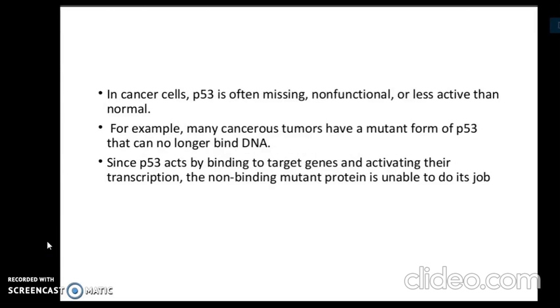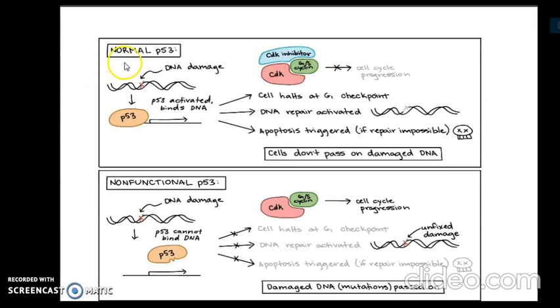In cancer cells, P53 is often missing or non-functional or less active than normal. For example, many cancerous tumors have a mutant form of p53 that can no longer bind DNA. Since p53 acts by binding to target genes and activating their transcription, the non-binding mutant protein is unable to do its job. Let's see again what's happening in normal p53 and non-functional p53.